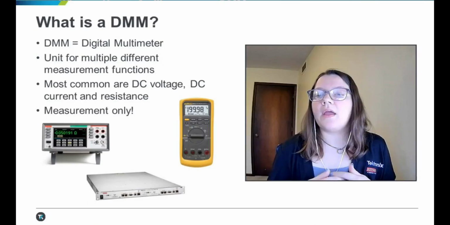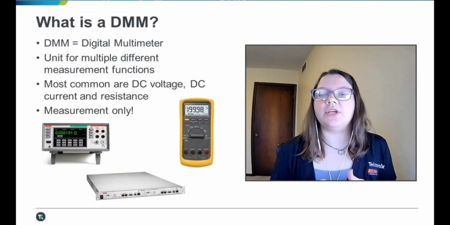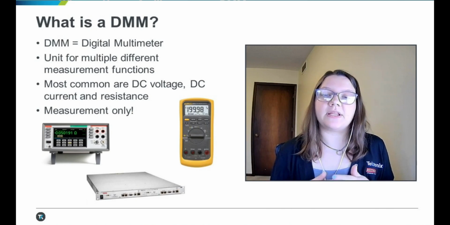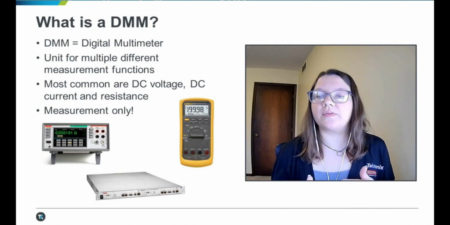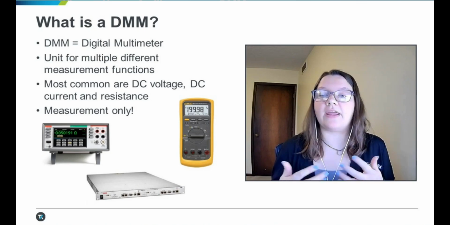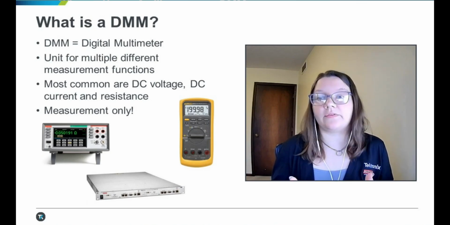Scopes and DMMs are two of the most common instruments, and probably the most common when it comes to measurement instrumentation. In order to understand when you should apply each of these tools, we should start by defining what they are. Digital multimeters are instruments that can be used to make a variety of measurements, hence the name multimeter. They are a measurement-only device. They typically do not provide any kind of user-controlled sourcing, although some functions like resistance do have a current source as part of it, but it's not user-controlled.